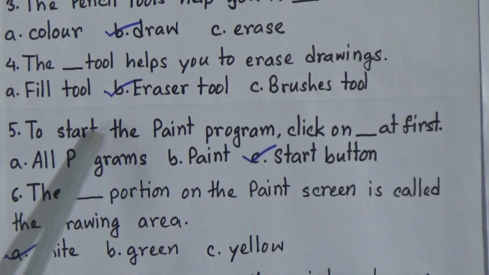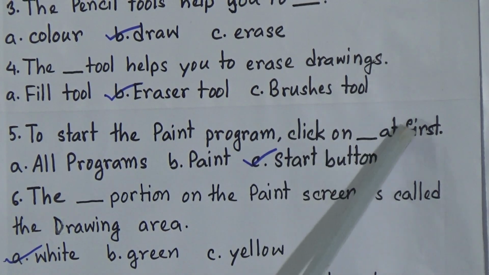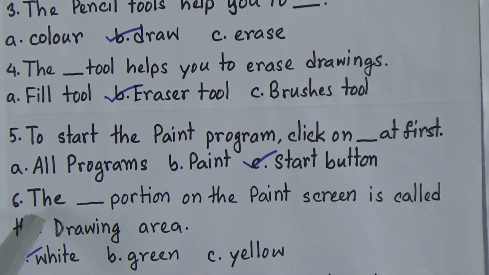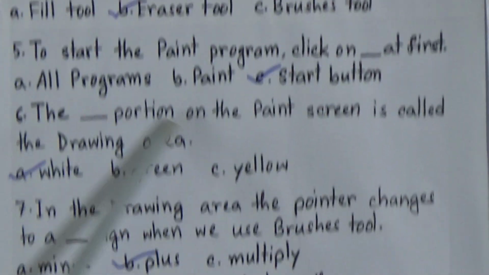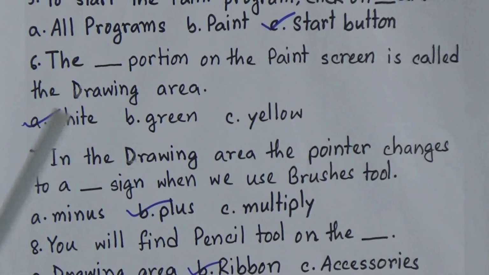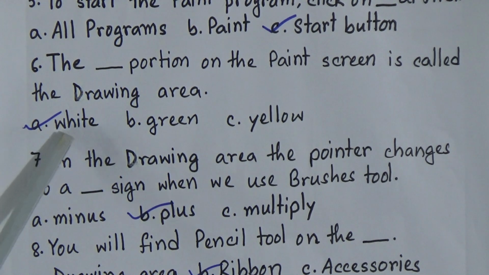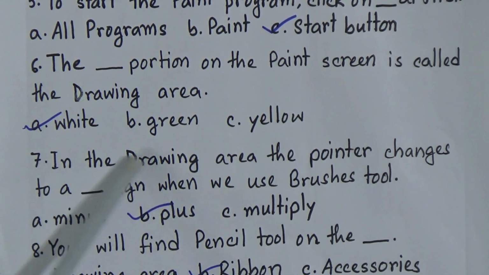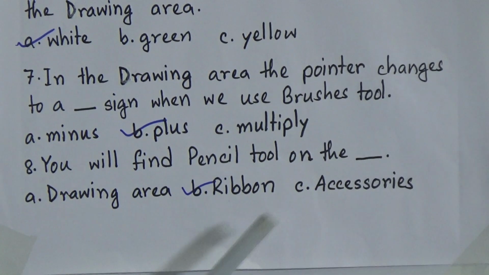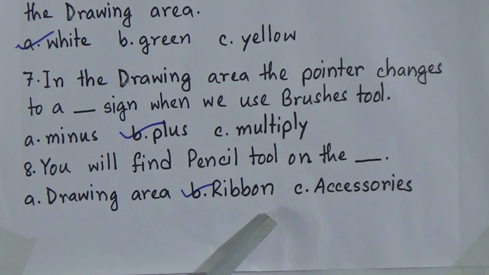Number 5, to start the paint program, click on dash at first. Correct answer is option C, start button. Number 6, the dash portion on the paint screen is called the drawing area. Option A is the correct answer, that means white. Number 7, in the drawing area, the pointer changes to a dash sign when we use brushes tools. Correct answer is option B, plus. Number 8, you will find pencil tool on the dash. Correct answer option B, ribbon.